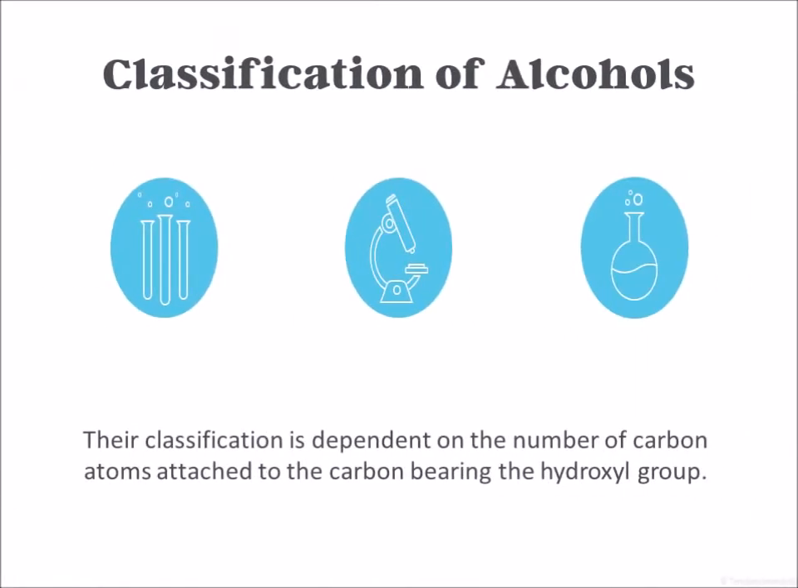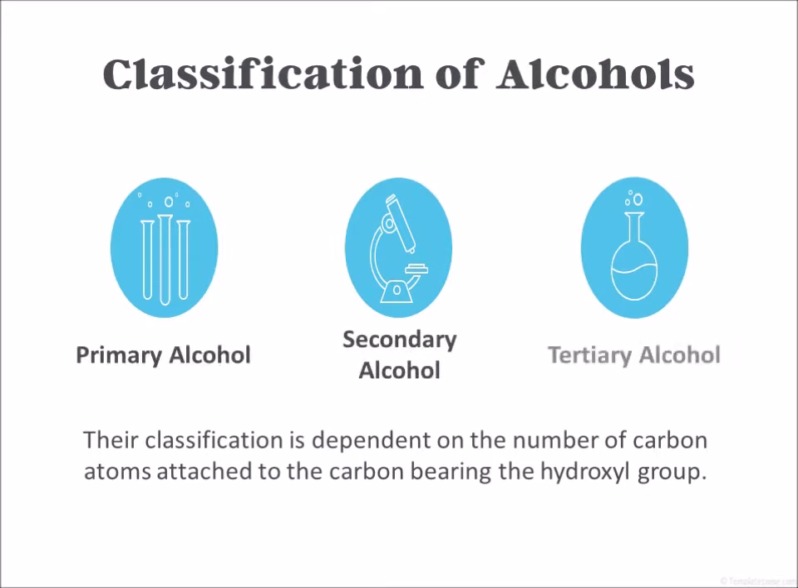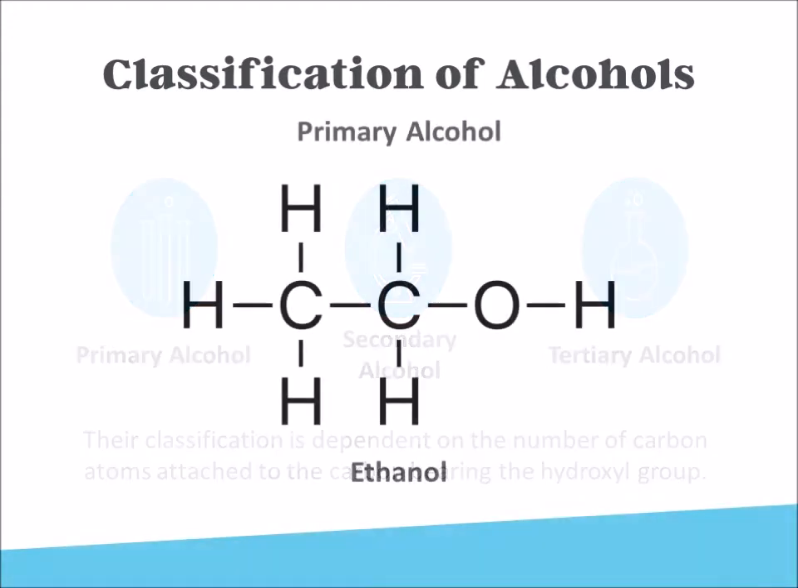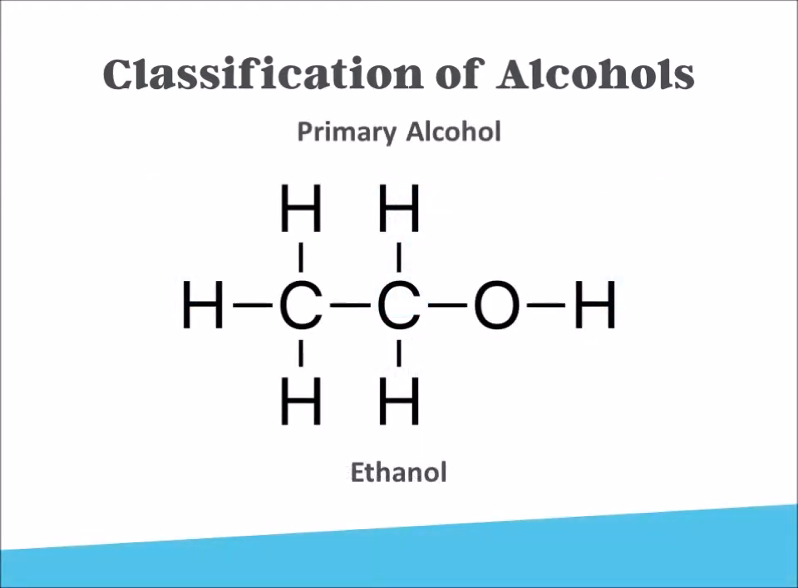Alcohols can be classified as either primary, secondary, or tertiary. Their classification is dependent on the number of carbon atoms attached to the carbon bearing the hydroxyl group. Ethanol is an example of a primary alcohol. This means that the carbon that the OH group is attached to is only attached to one other carbon.